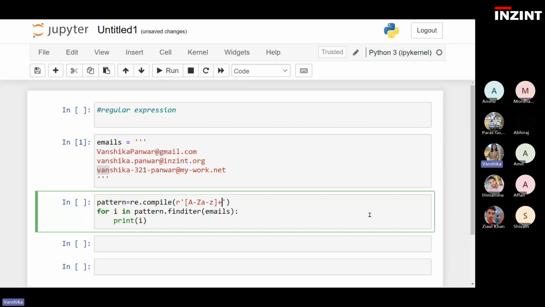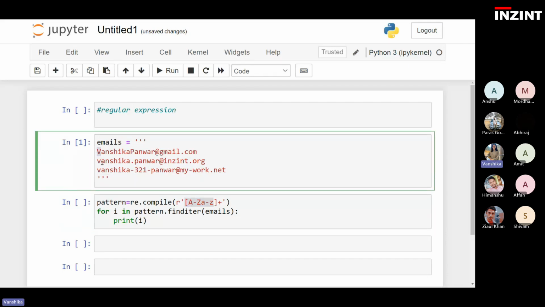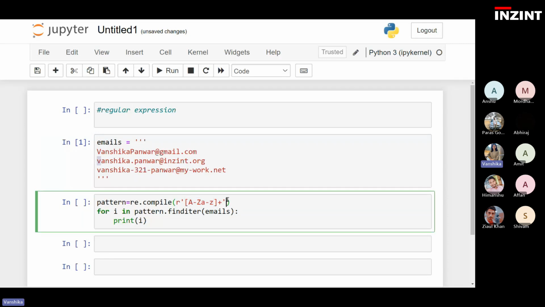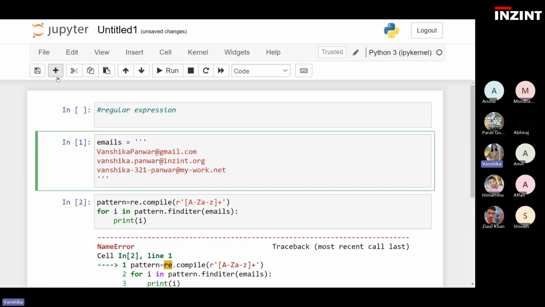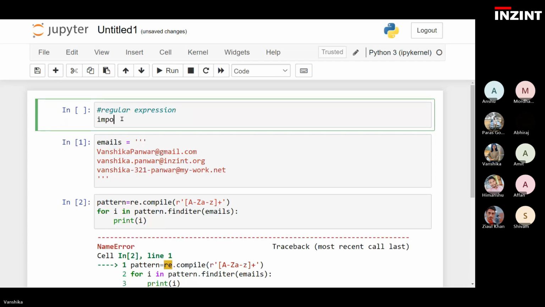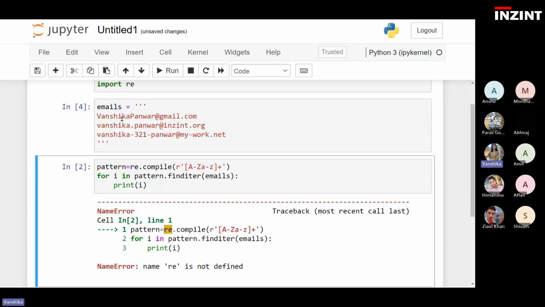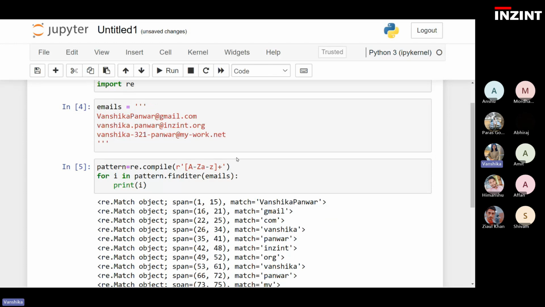Okay, so why am I mentioning a plus here? Because there can be zero or one occurrence of this character. Okay, so there can be one uppercase character or there can be like no uppercase character, right? So that's why we are mentioning a plus here. Let me import the module as well. People who might find it a bit difficult, please refer to the recording of yesterday's session.